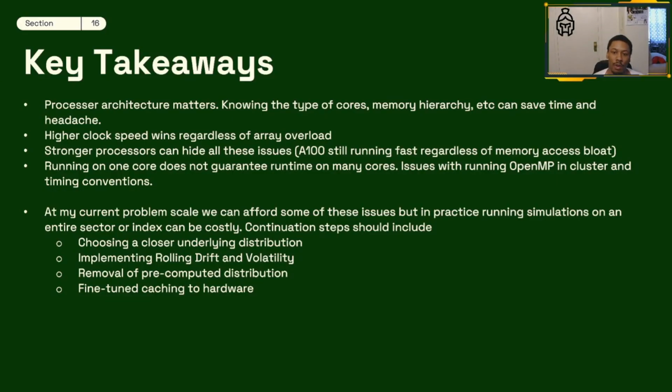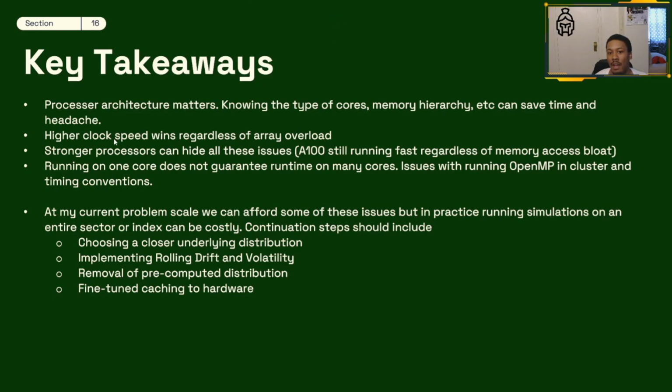So, key takeaways. The processor architecture really does matter. Knowing the types of cores that you have on chip, your memory hierarchy, and any other information that's useful to you as the programmer can save you a lot of time and headache. The example for me was the Jetson not having enough FP32 CUDA cores, which was something that I didn't know going in and would have saved me a lot of time and headache, and shown me ways to set up the program for this type of scenario.